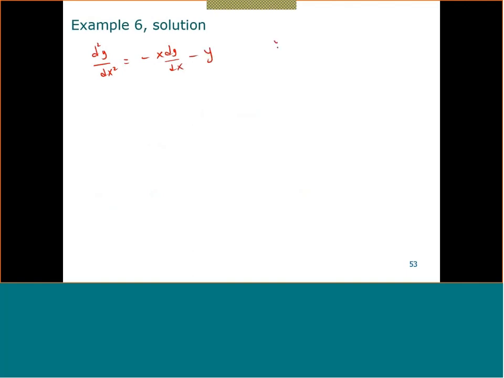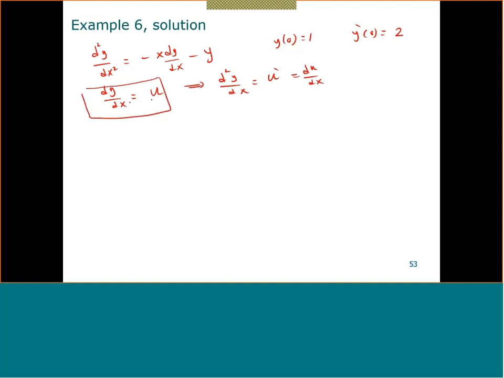I have y at 0 equal to 1 and y prime at 0 equal to 2. Now I will define dy by dx as u. So this means that the second derivative of y is equal to u prime, or du by dx. It's the same thing. So then, this will be my first equation.